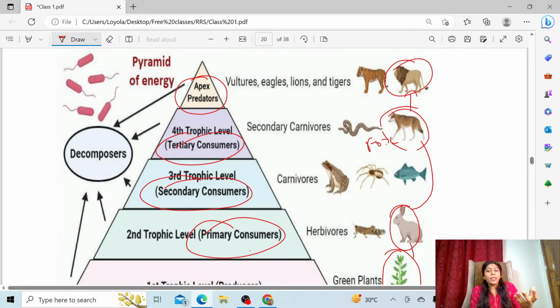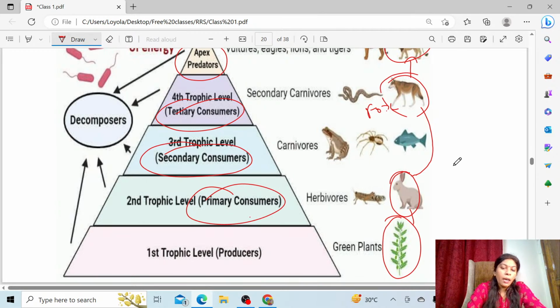For another example, we can give this: grass is eaten by a grasshopper, the grasshopper is eaten by a frog, the frog is eaten by a snake, and the snake is eaten by a hawk. Like this it goes on. These are called food chains. Energy is flowing from one level to the other level.